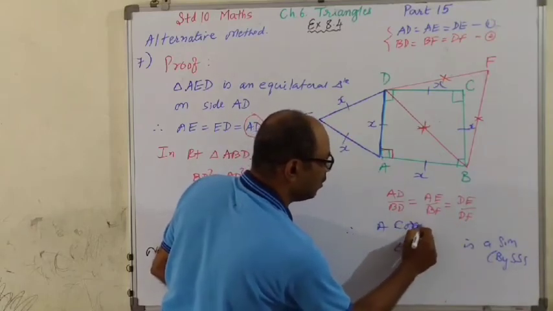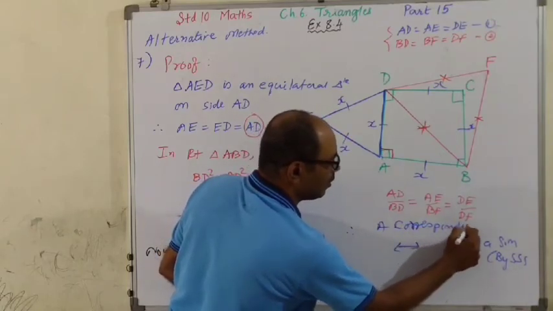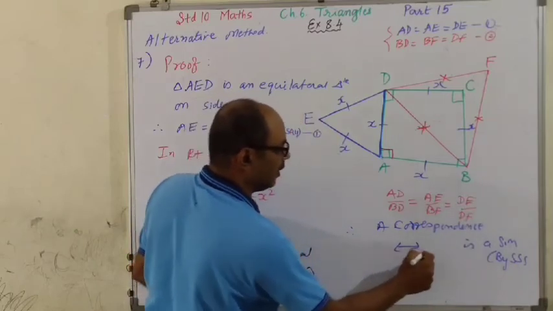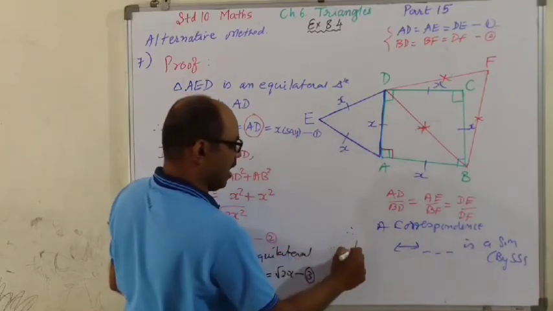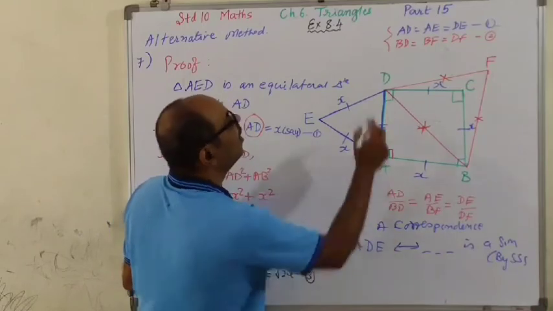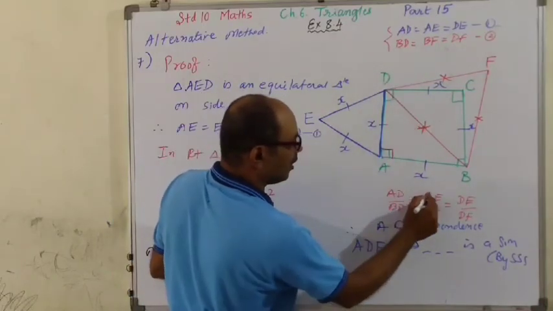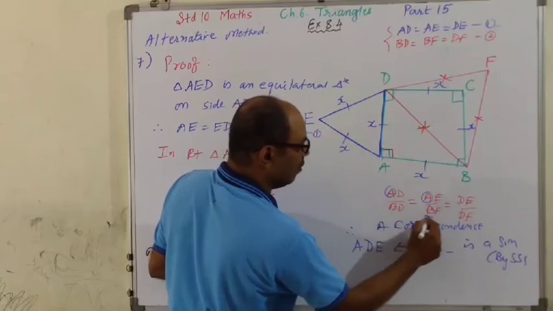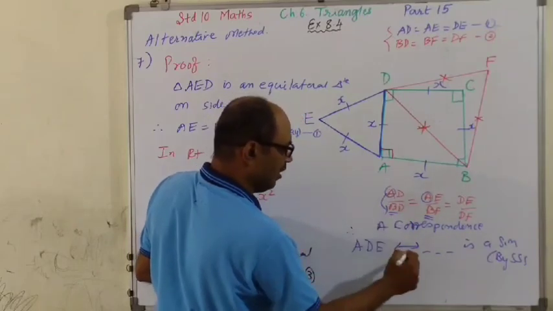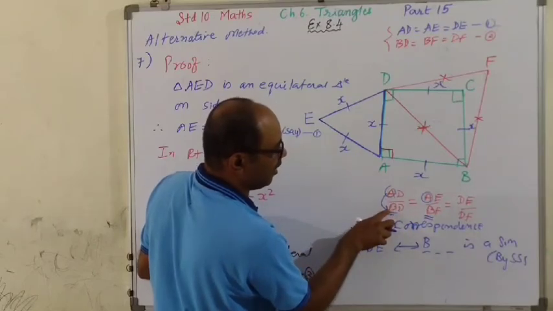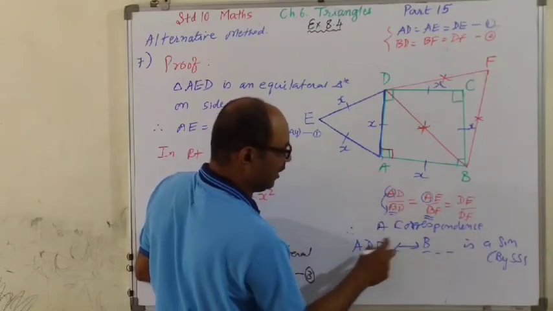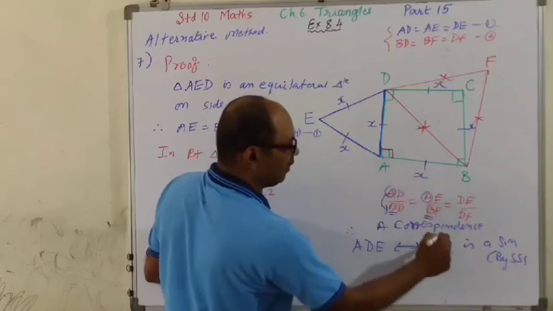A correspondence, dash dash dash. I'll write the blue one: ADE. Now you know what is repeating here? A and B below. So A corresponds to B. A is first, so B has to be first. So D corresponds to D in the center, and the left out is F.